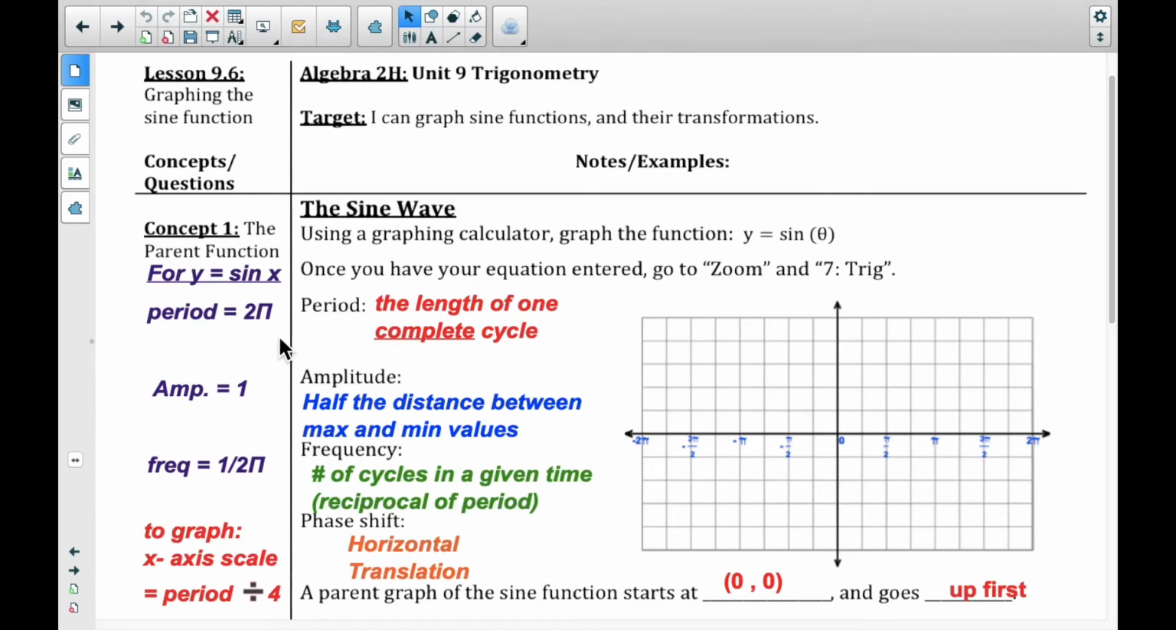Hi guys, in this lesson today we're going to talk about how to graph the sine function. There's a lot of stuff here that you need to write down. We will fill it in along the way. Let's take a look, first of all, if you will find your graphing calculator, and we're going to graph this on our graphing calculator so we can see what it looks like, and then these words will make more sense to us.